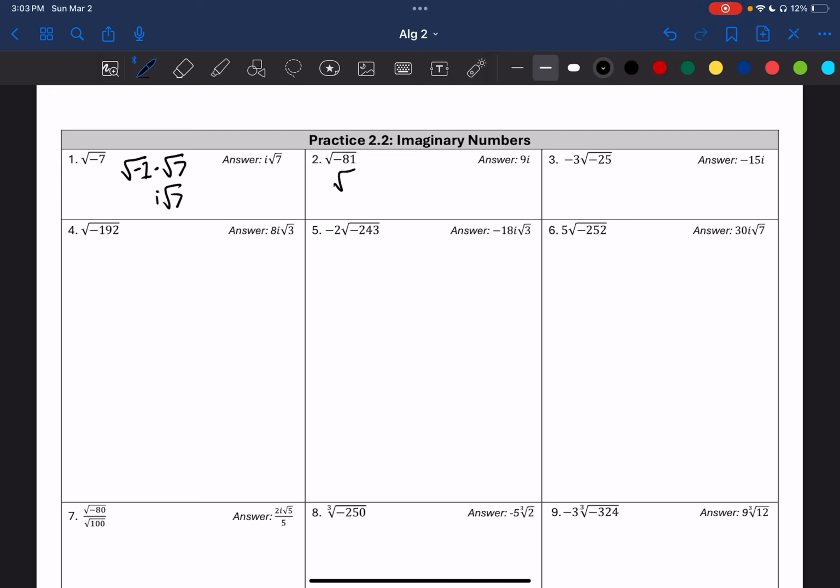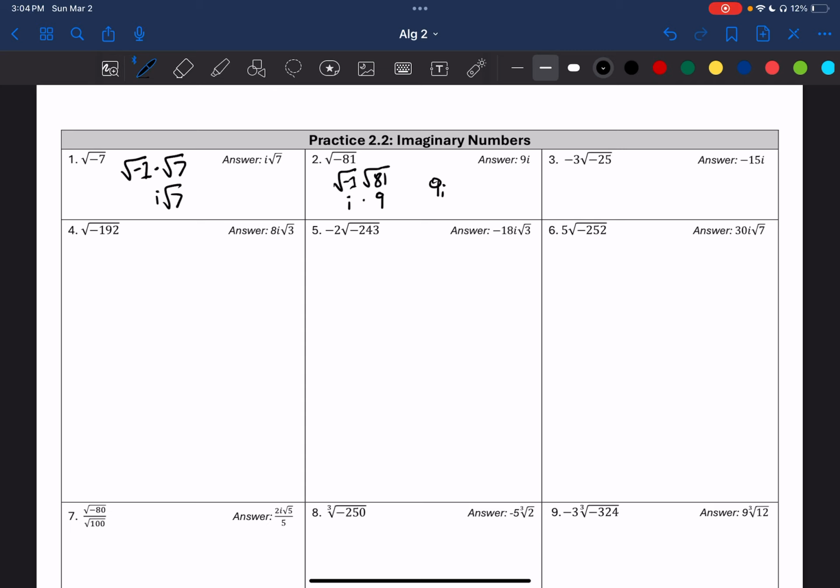All right, here we're going to do that same first step, -1 times the square root of 81. -1, we know that that's i. Square root of 81, that's going to become 9. And when you have i times 9, we're going to write that 9i. Square root of 81, that's a perfect square, but if you didn't see that, you can always do a factor tree and break it up that way.